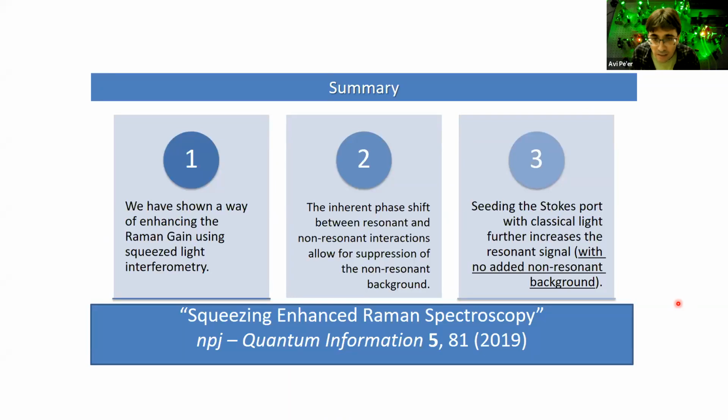And to summarize, you have a way to enhance the Raman gain with squeezed light. Use the inherent phase shift between the resonant and non-resonant interaction to suppress the non-resonant background. And you can include seeding and stimulate this and enjoy both classical stimulation on top of the quantum enhancement, very much like you do in LIGO. In LIGO, you have the very strong classical signal and you add the quantum squeezing to it.